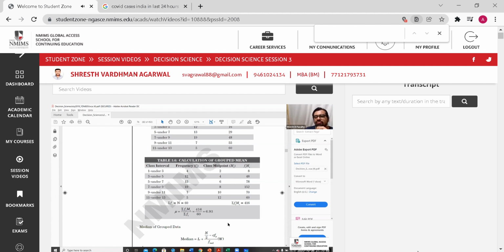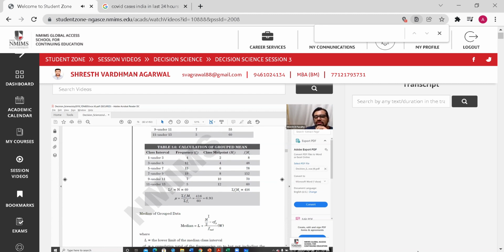Okay, and this is the formula of the median. Go through it. If you have any doubt, next time we'll discuss this.